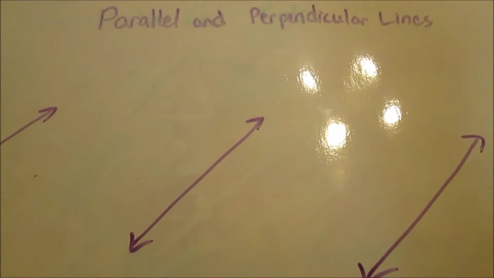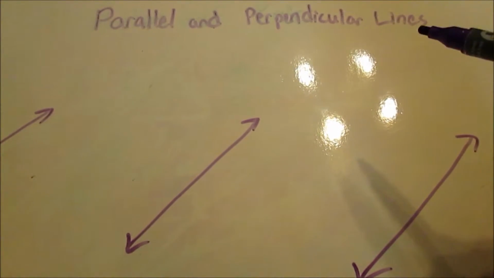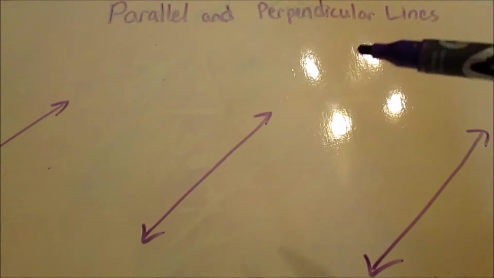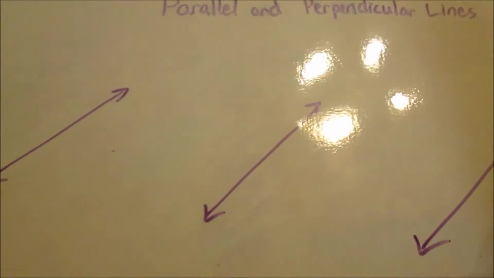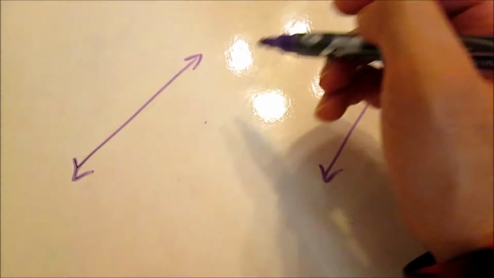This is a basic concept in geometry, parallel and perpendicular lines. I'm going to try to simplify the concept to make it easier to understand. Now I have 3 lines drawn here. Each will be a different type of example.